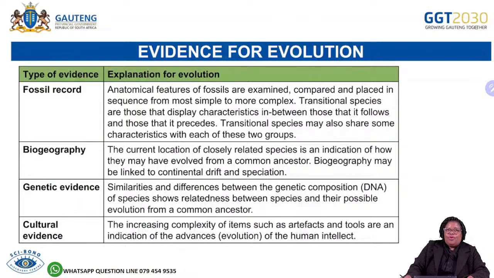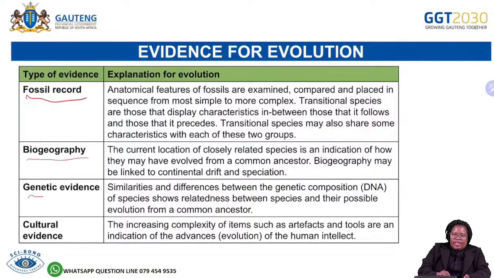Right? Evidence for evolution. I'm going to summarize types of evidence and also explanation for evolution. So we have the fossil record, we have the biogeography, we have genetic evidence, we have cultural evidence. So when we talk about the fossil record, explanation for evolution of what? Fossil record as a type of evidence, don't forget that.